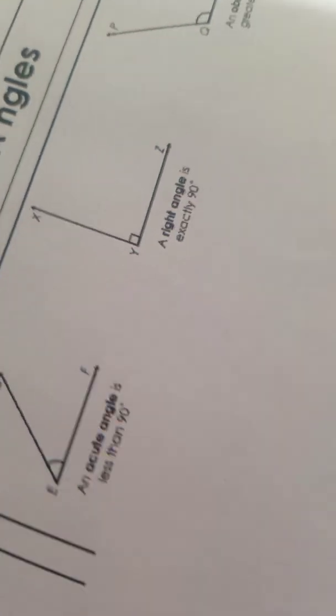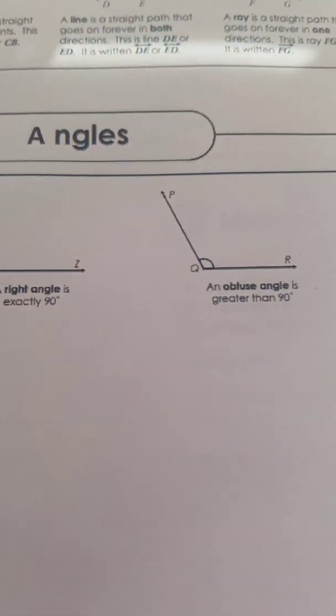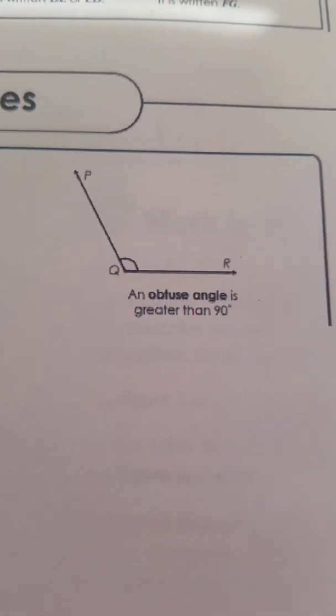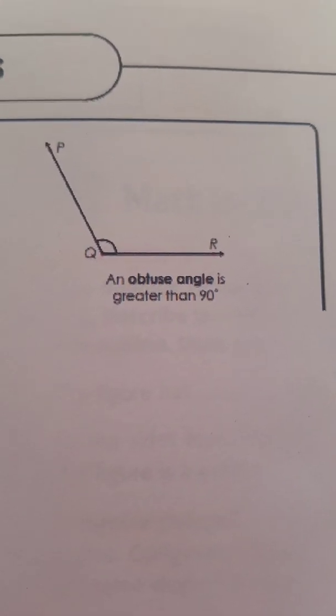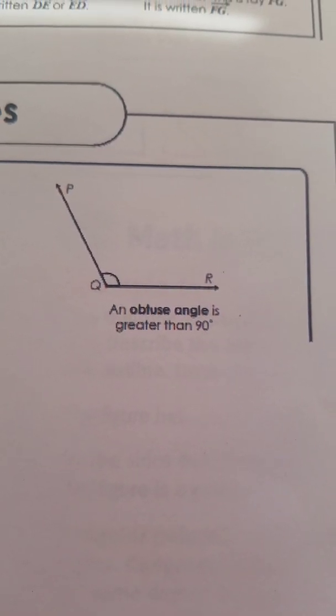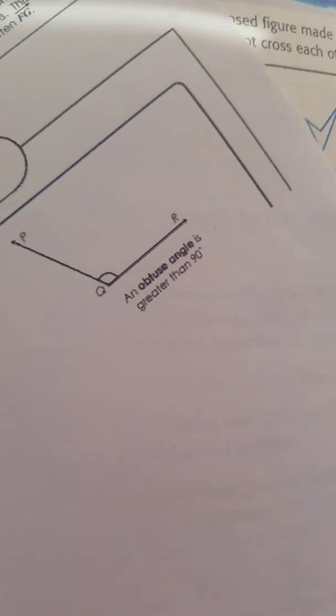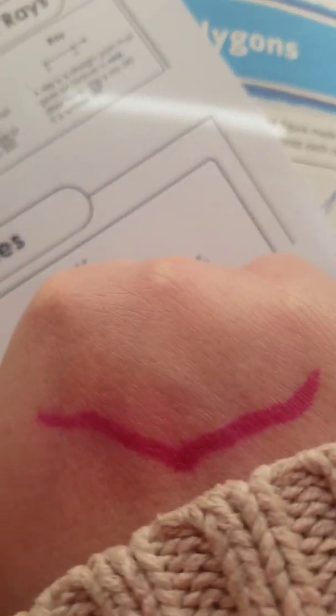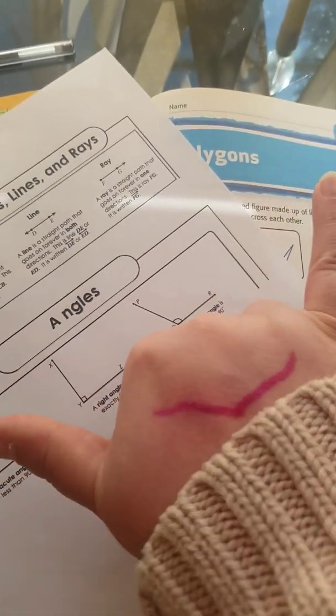Okay? And then the last one that we're going to talk about is an obtuse angle. And an obtuse angle is greater than 90 degrees. Okay? It's over the 90 degree mark. You can see, remember I told you guys it looks like hang loose. Hang loose with your fingers.